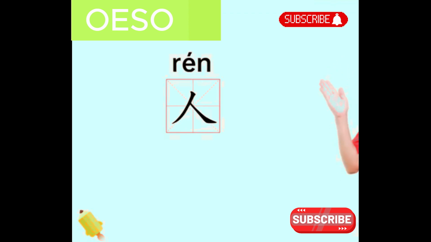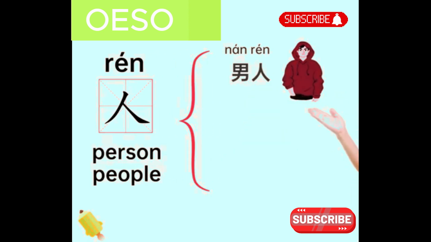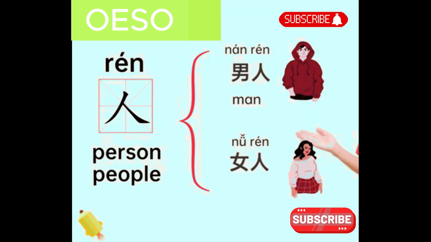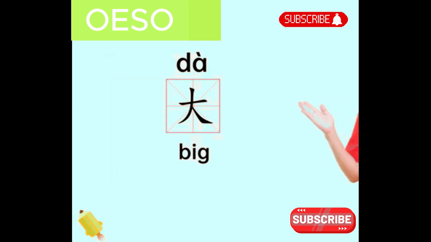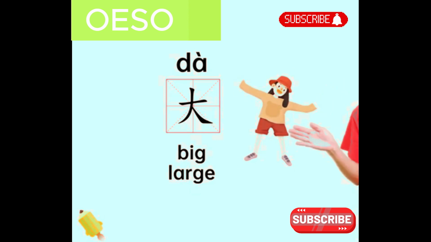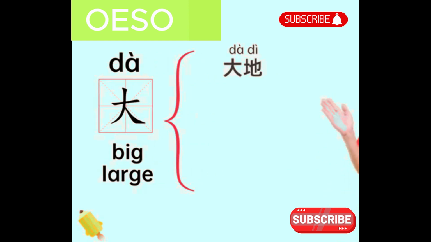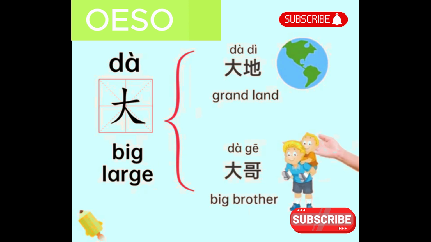人. It looks like a person who is walking. This is the Chinese character for person or people. 男人, man. 女人, woman. 大 means big or large. Imagine this is a person using their arms to show you one thing is really big. We often say 大地, grand land, and 大哥, big brother.